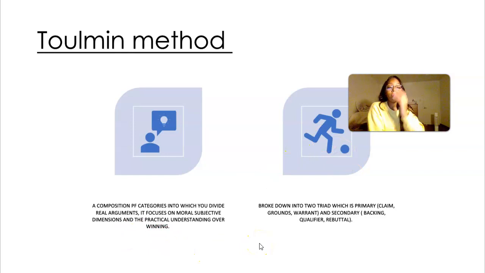The Tolman method is a composition of categories into which you divide real arguments. It focuses on moral subjective dimensions and particular understanding over winning in an argument. It's broken down into two triads, which is primary triad and secondary triad. The components of primary triad are the claim, grounds, and warrant, and the components of a secondary triad are the backing, qualifier, and the rebuttal.